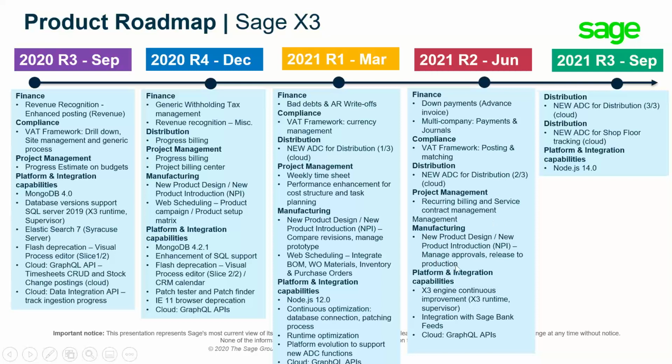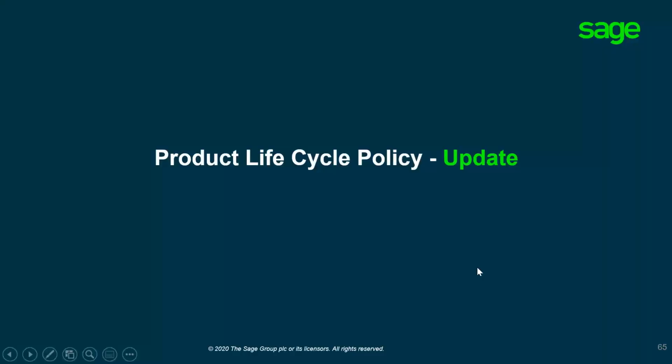Okay. Then the manufacturing, we continue with the new slides for the new product design and new product introduction. And this time is to manage approvals, because once a bill of materials has been designed by engineers, they need to manage approvals from the other stakeholders in their companies. So this will allow them to do that, or during the design process, they can do that. And also how to release a new product to production.